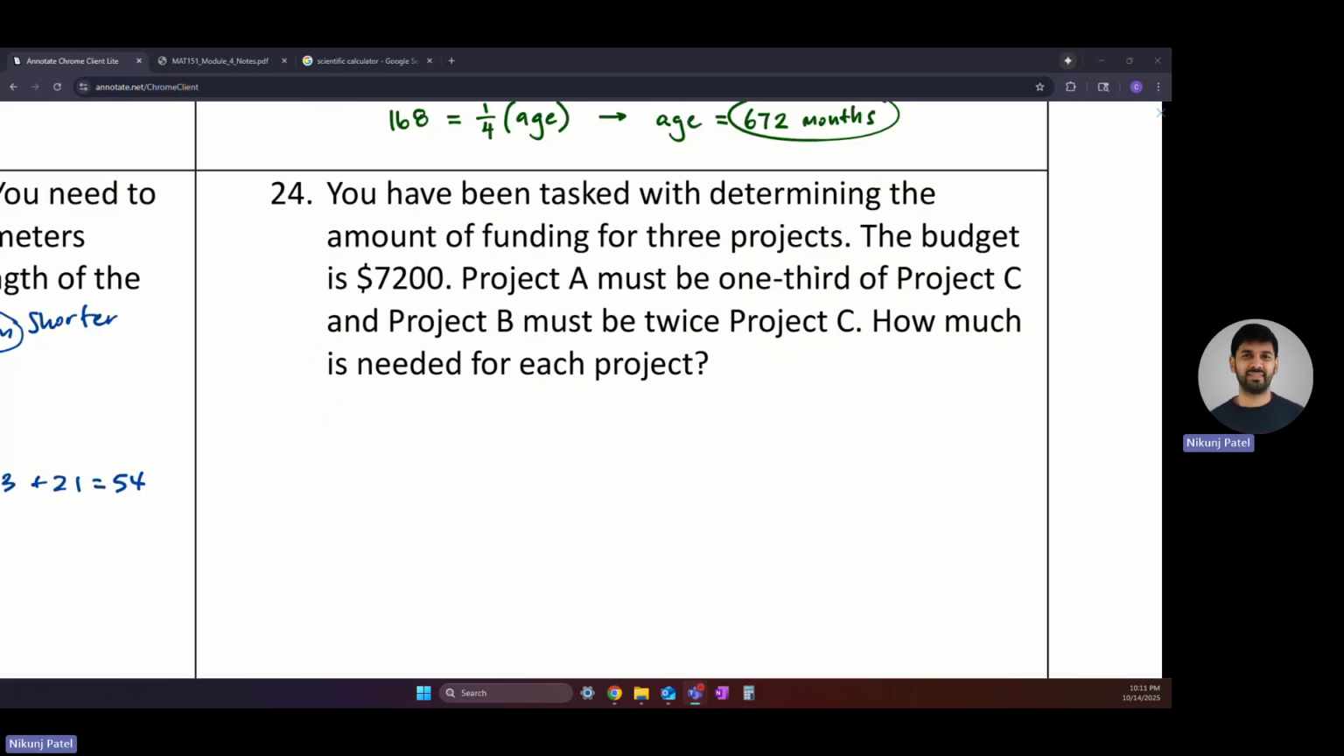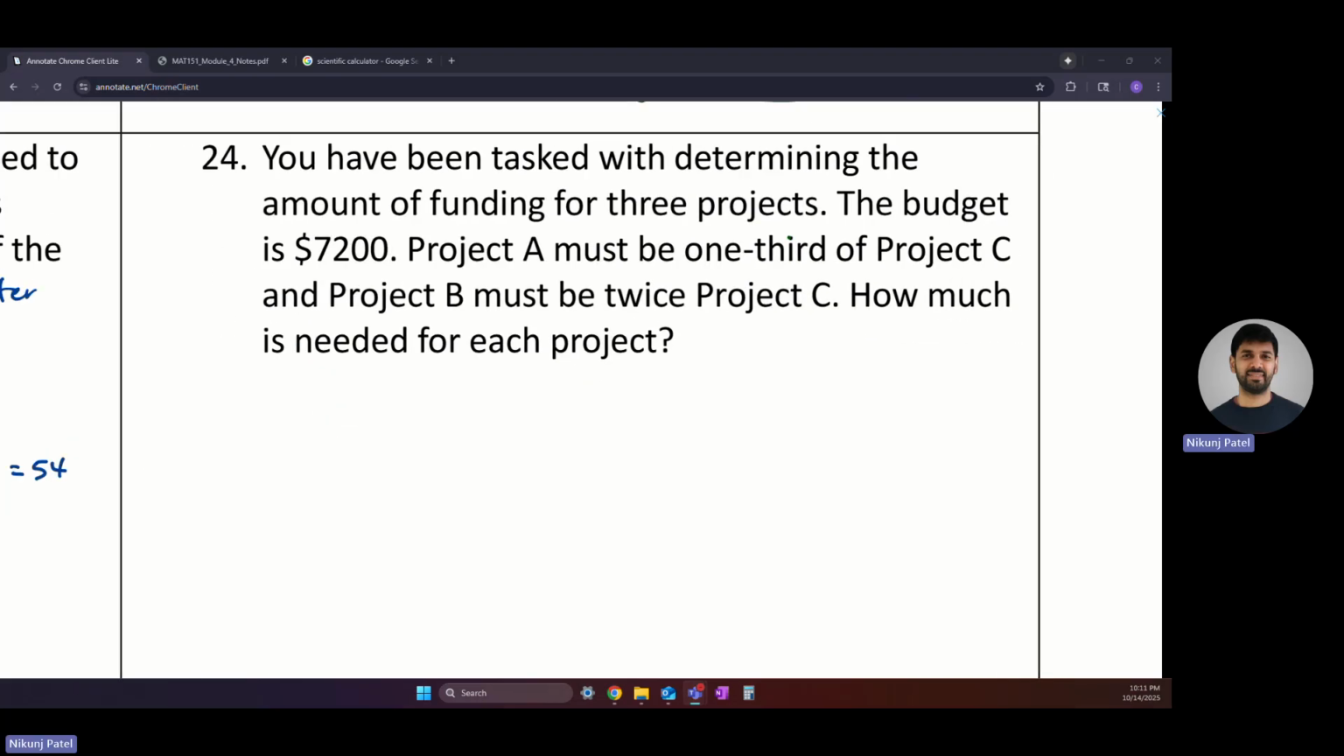Number 24 says you've been tasked with determining the amount of funding for 3 projects. The budget is $7,200, and it gives us some information about how each of the projects are related to each other and how much. The question is how much is needed for each project. So the first thing is that all 3 together have a budget of 7,200. That's for sure. A plus B plus C is 7,200.